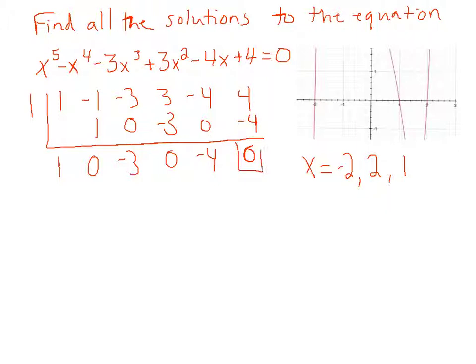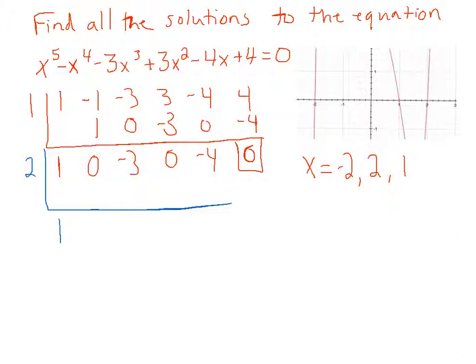And lastly, we should always get a 0 for our remainder if they are the roots. If we don't get a 0, we're going to have to try something else. Maybe we had a mistake in our math here, and if that's not the case, then one of these is not a root.